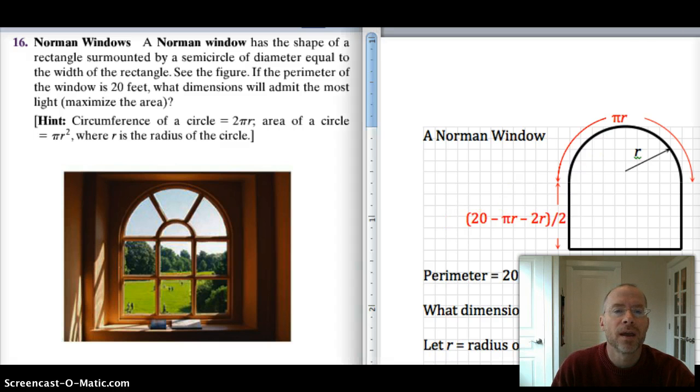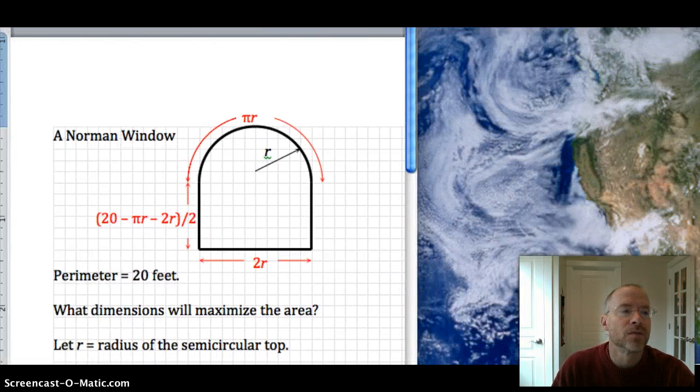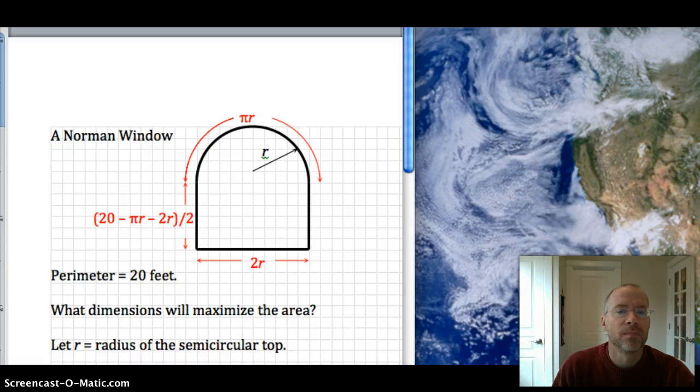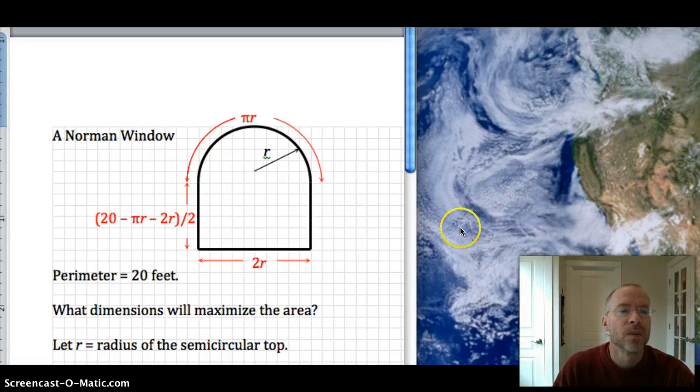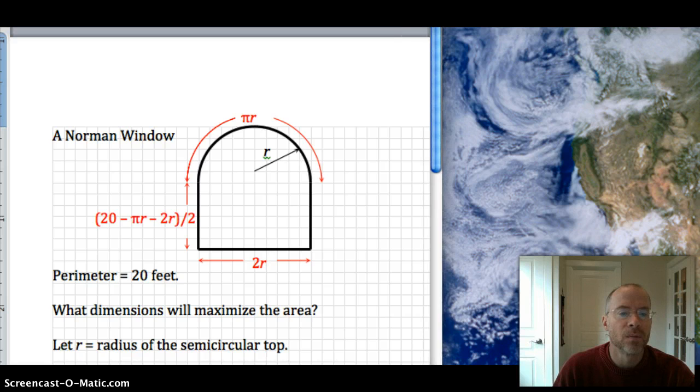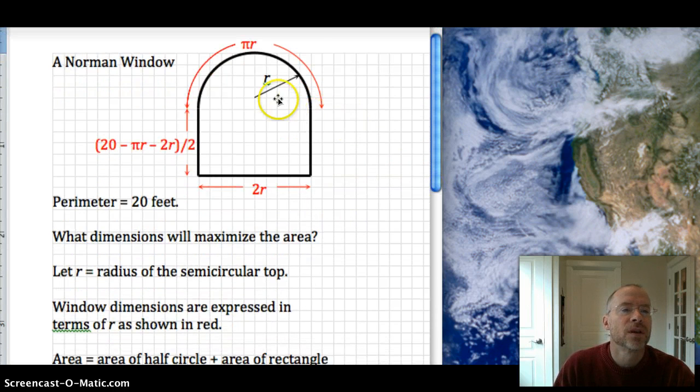Okay, let me drag my version of the problem over here so hopefully my photo will get out of the way. Maybe I'll open this up a little bit. So here's a picture of our Norman window. This is a half circle on top. So the basic picture is what I've got in black here with a given radius. And then do a little bit of work to figure out what the other dimensions would be in terms of R.